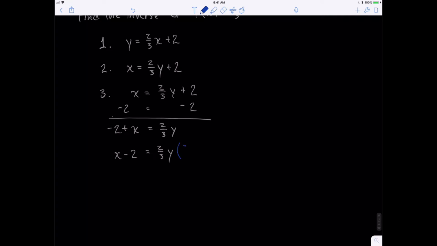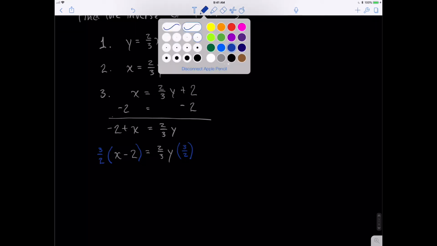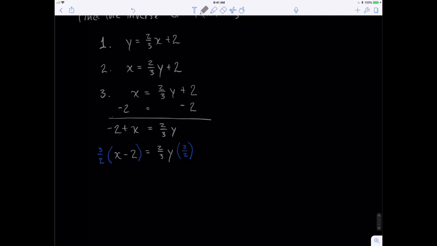And then my next step is we want to get y by itself, so I have to multiply the right side by the fraction of 3/2. So that means I have to do the exact same thing on the other side of the equation. And so if we do that, let's clean this up now. I now have 3/2 x minus, now remember I have to distribute the 3/2. So notice those 2's are going to cancel, so I'm going to have a minus 3 equals y.